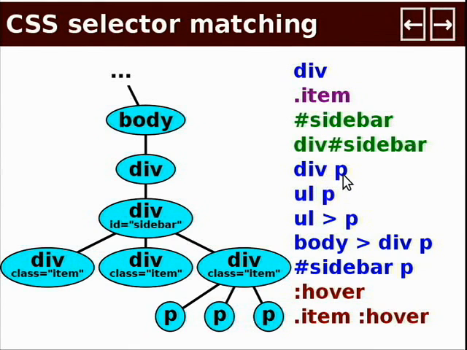So the first thing you look at when you're trying to match the selector is the part to the right of the rightmost combinator, where the space is a combinator that represents "is descendant of." The greater than sign represents "is child of," and so on.